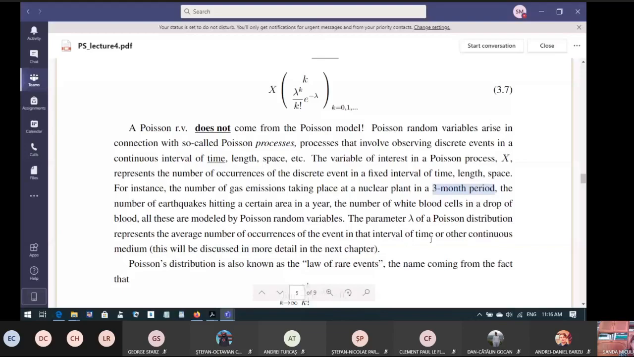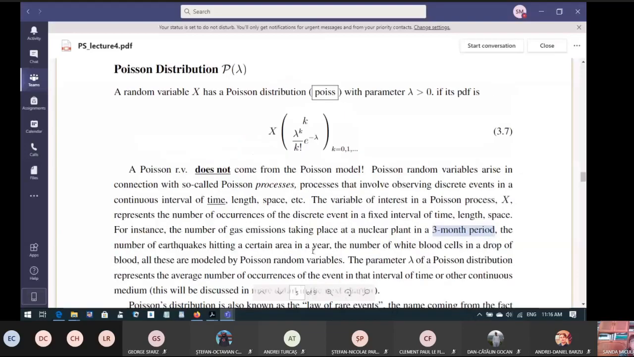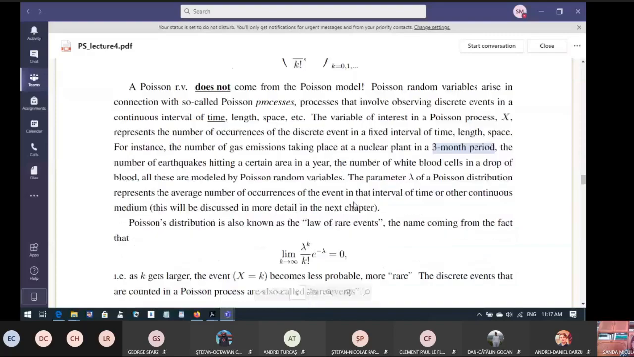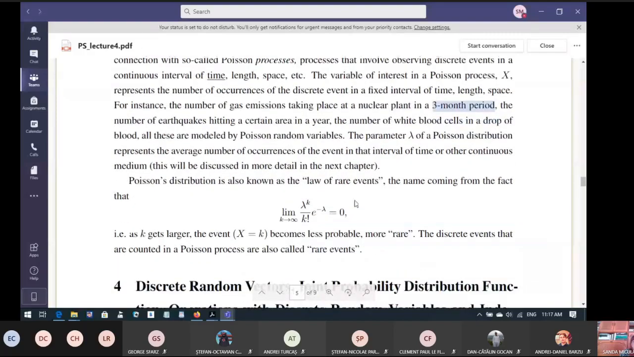But mostly, like I said, it would be time. So, for instance, we say in California there's an average of 5 earthquakes per year, okay? The number of earthquakes that take place in 2020 would be a Poisson distribution with parameter 5, okay? So those are Poisson distributions. Also, you may find in many books that it's referred to as the law of rare events.